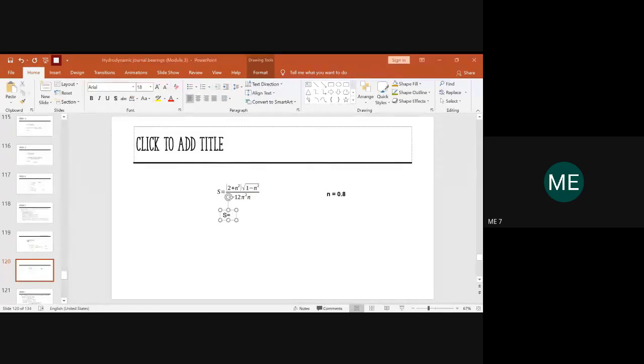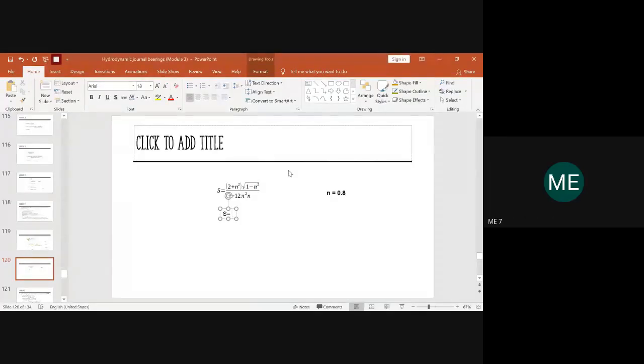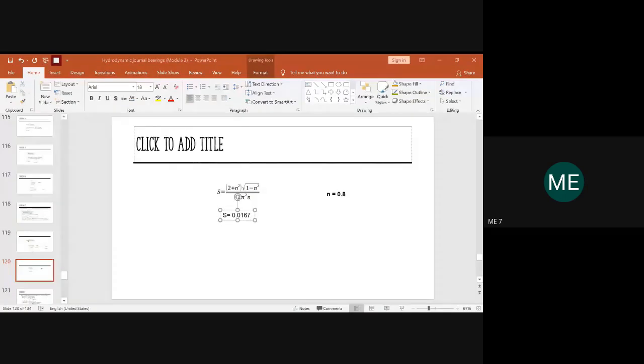How much are you getting? 0.0167. Yeah, 0.0167, right. So kindly type 0.0167 is our Sommerfeld number. So it will not be having any unit. So kindly don't worry about the unit.